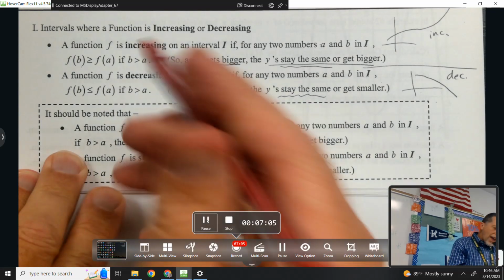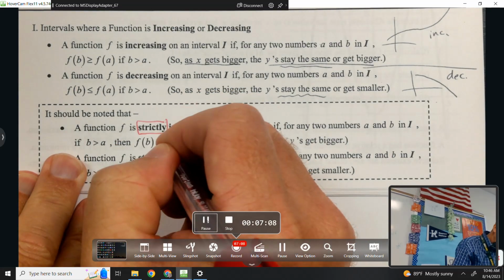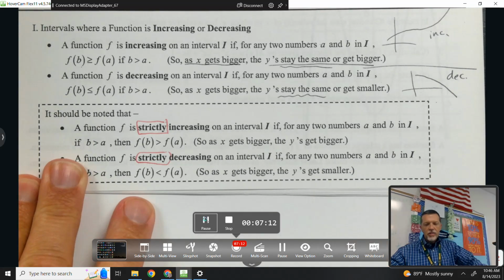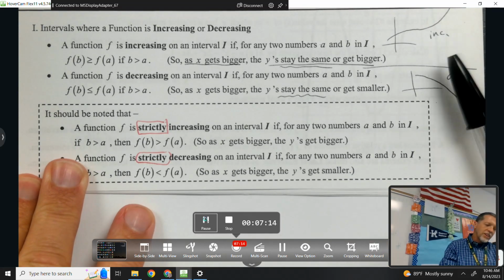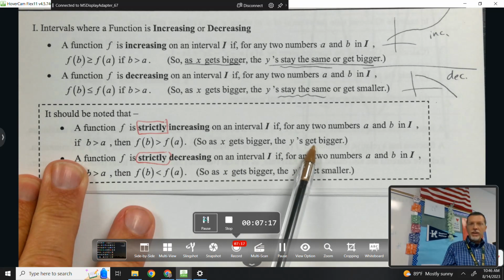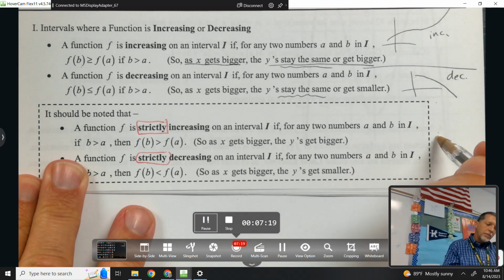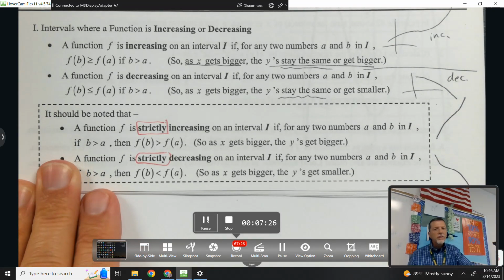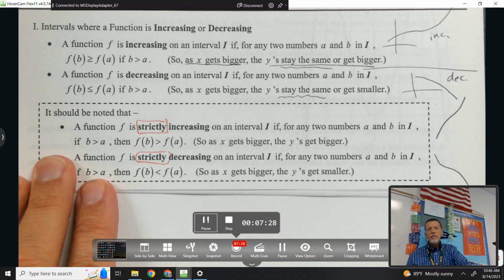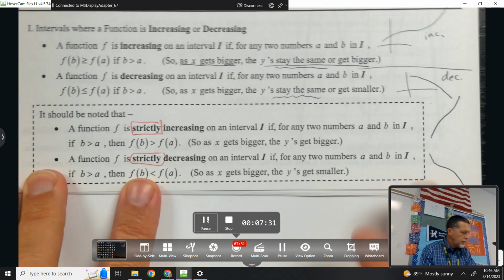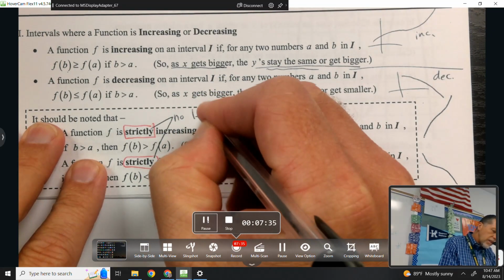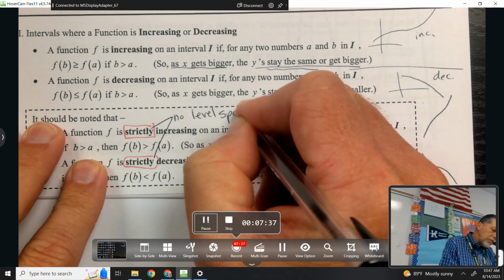If we add this word strictly in there, we sort of get rid of the problem that Jester was pointing out. Strictly increasing means there aren't any constant spots. So you're not allowed to level off. You might be increasing at different rates and decreasing at different rates, but there's no leveling off. You are always increasing or always decreasing if that word strictly is in there. No level spots.